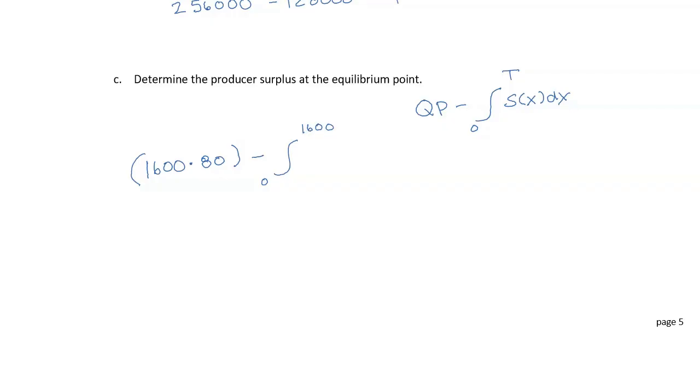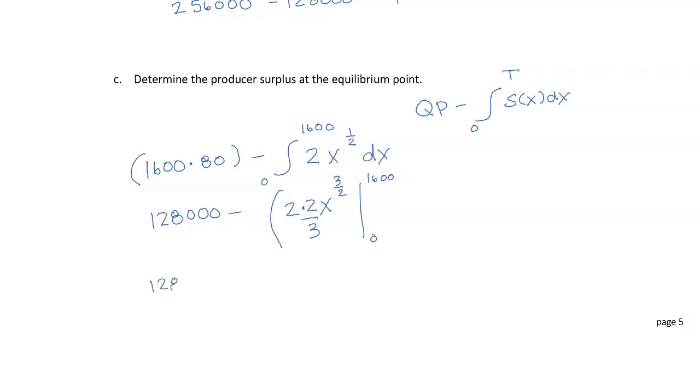The supply function is 2 times the square root of x, but I'm going to write it as x to the 1/2. That makes it so much easier to find the antiderivative. This will be 128,000 minus the antiderivative, which is going to be, I'll put the 2 out here, x to the 3/2. And then when I multiply, I need to clear that. So this will be 2/3. Then I'm going to evaluate that from 0 to 1,600.